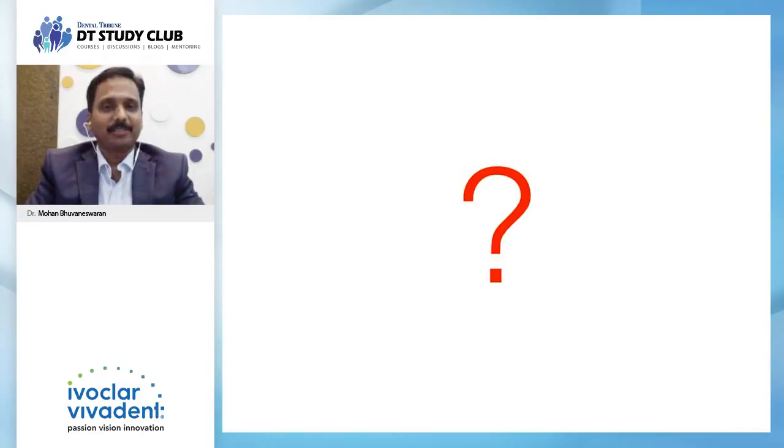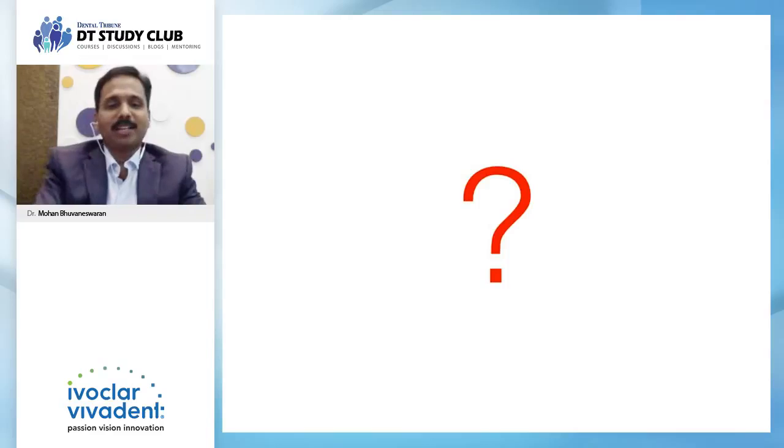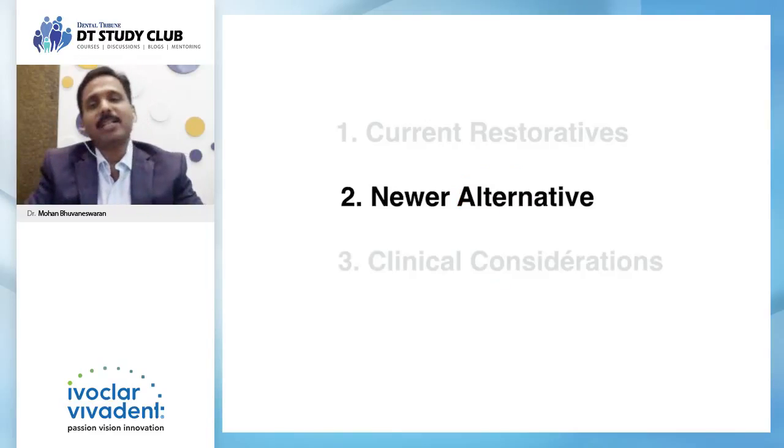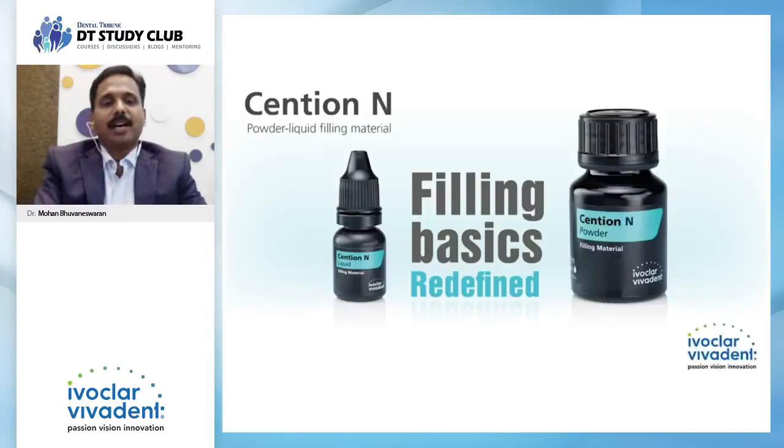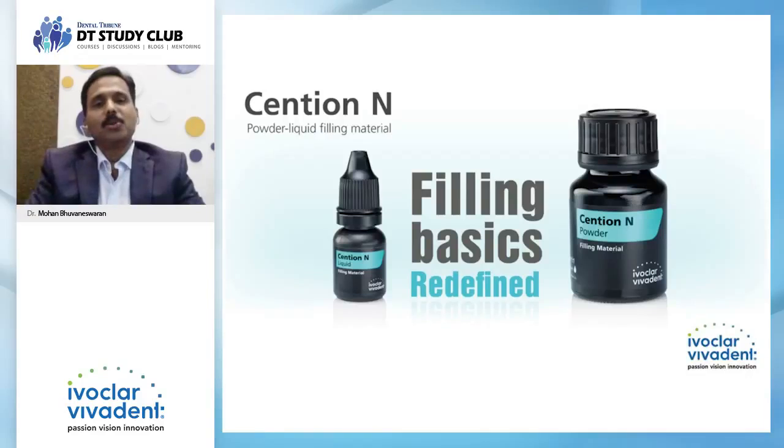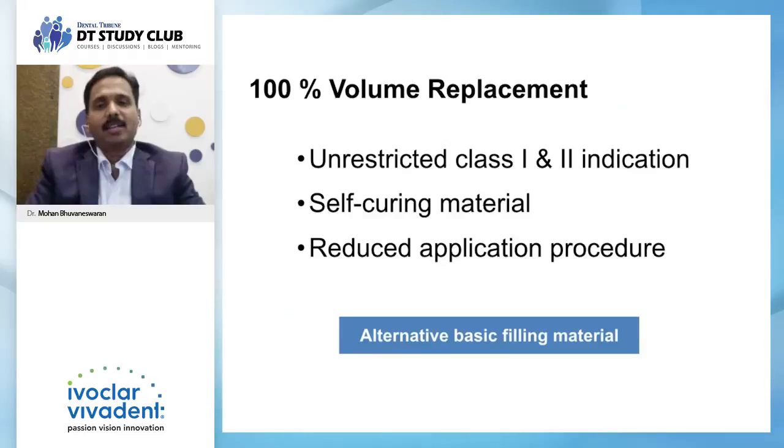So a huge question mark is in front of us. What is the alternative? So this brings us to the end of the first part of our presentation with a huge question. We have landed in part number 1. Now going to part number 2, hoping that somebody could give us a newer alternative. Who's that somebody going to be? Somebody has already realized this. That is none other than Ivoclar Vivadent. Ivoclar Vivadent has introduced this new material called Cention N as an alternative to basic filling material.